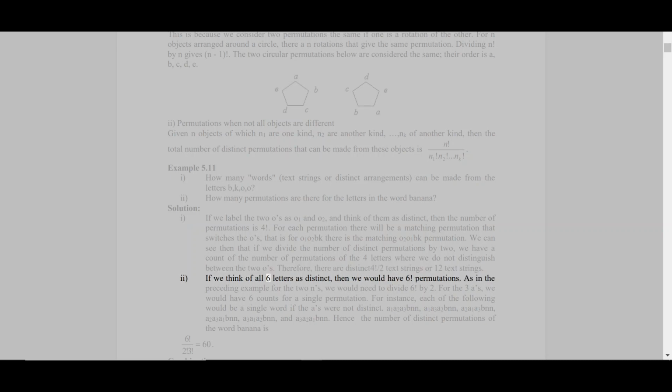2. If we think of all 6 letters as distinct, then we would have 6! permutations. As in the preceding example for the 2 n's, we would need to divide 6! by 2. For the 3 a's, we would have 3! counts for a single permutation. For instance, each of the following would be a single word if the a's were not distinct: a1 a2 a3 b n n, a1 a3 a2 b n n, a2 a1 a3 b n n, a2 a3 a1 b n n, a3 a1 a2 b n n, and a3 a2 a1 b n n. Hence the number of distinct permutations of the word banana is 6!/(2! 3!).